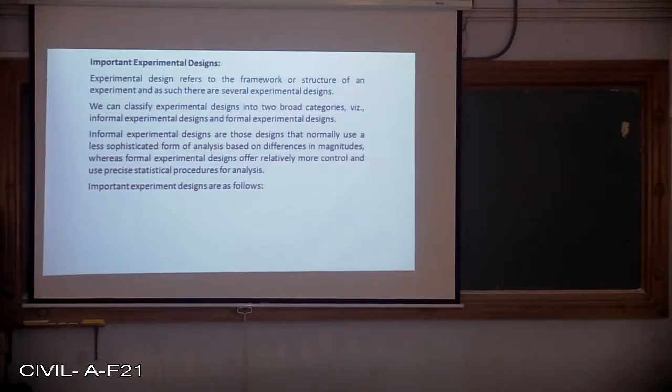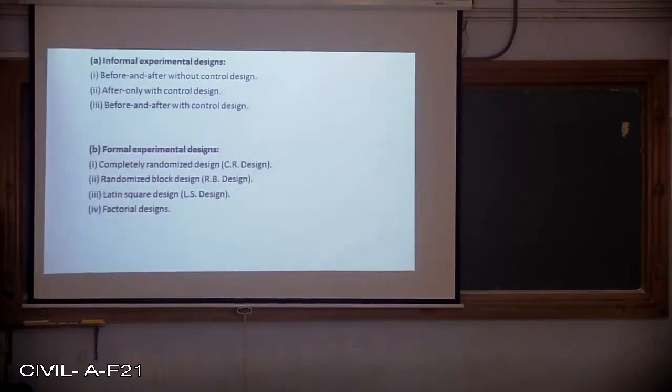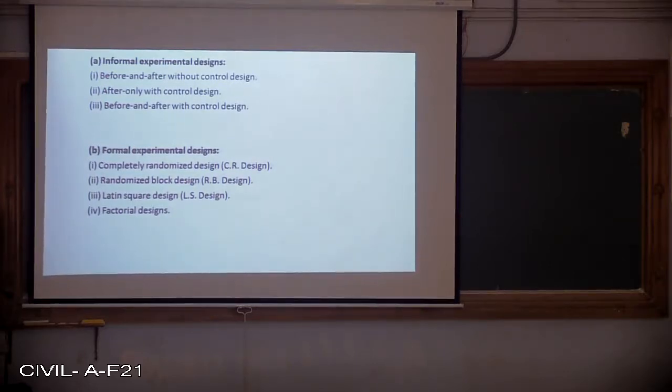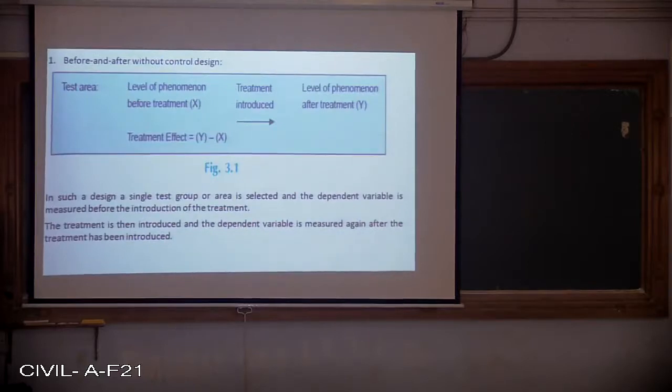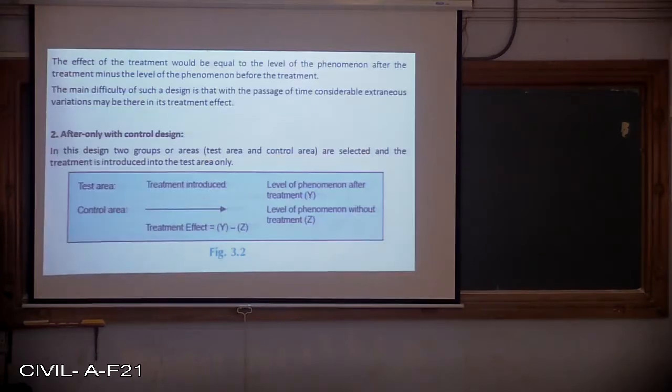A few important experimental designs we have seen. There are two categories, informal experimental design and formal experimental design. In informal experimental design, you have before and after without control design, after only with control design, before and after with control design. So we have seen all the flow charts, how the test area, the treatment is introduced, level of phenomena before the treatment and level of phenomenon after the treatment.